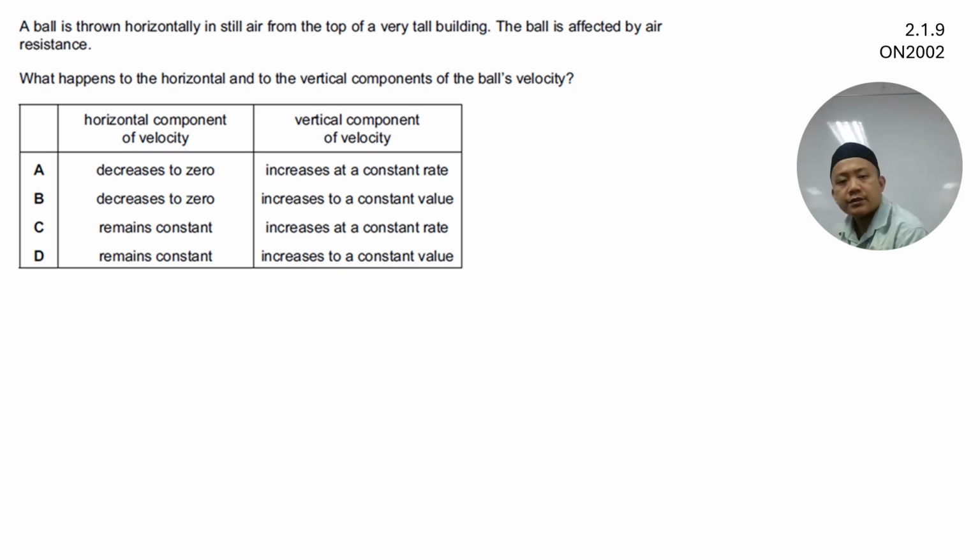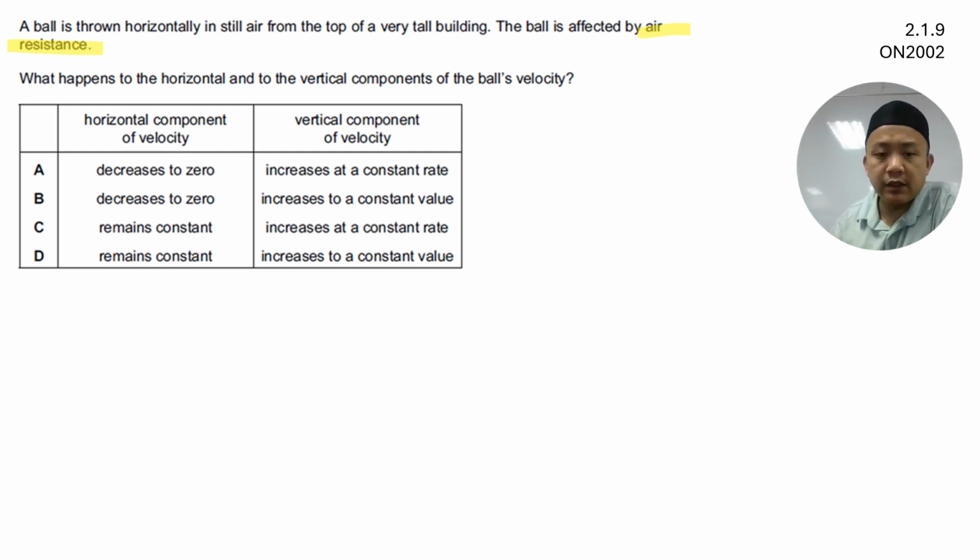Okay, a ball is thrown horizontally in still air from the top of a very tall building. The ball is affected by air resistance. So this is basically a projectile motion question because you have a ball thrown horizontally in still air from the top of a very tall building. However, this is a situation in which air resistance is considered and it is not neglected. The question is asking what happens to the horizontal and to the vertical components of the ball's velocity.